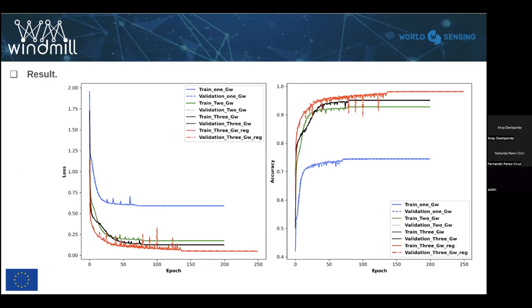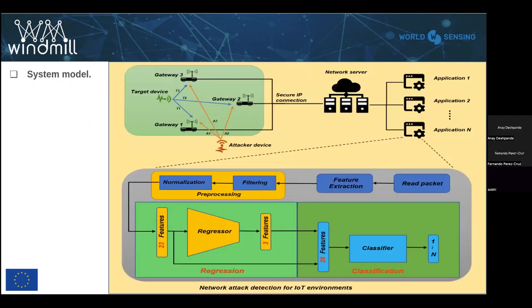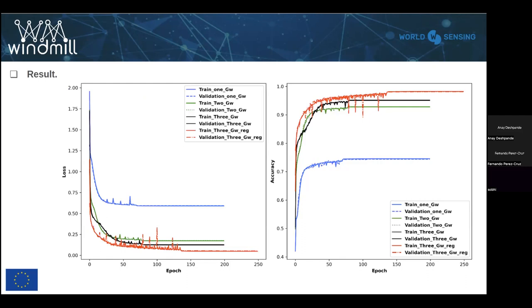Now here we are showing the results after building the classifier. The first one is when we do the classification based on the collected metadata from one gateway, the green one is two gateways, and the black one is three gateways, but without the regressor. We have a good result because this data was already used to train the regressor, and the information about the position is already embedded in this data. Because of that, we don't see a big difference between with the regressor and without it, but this difference matters a lot for us.